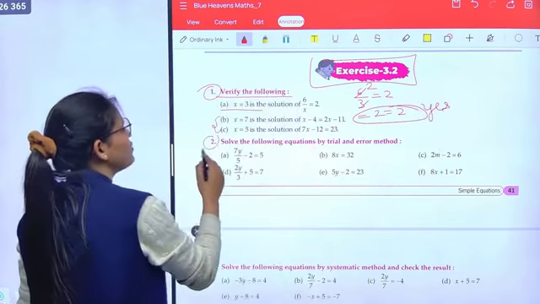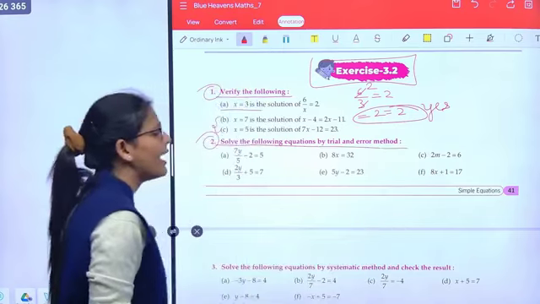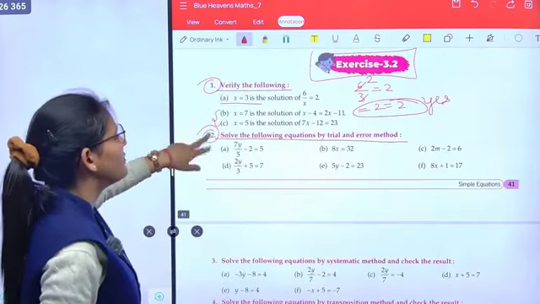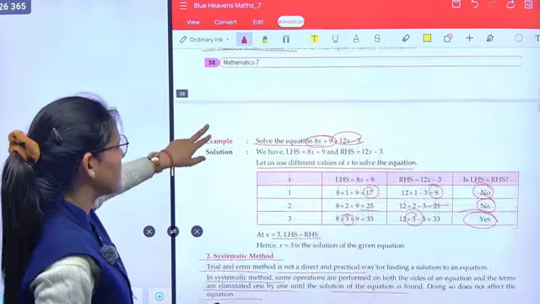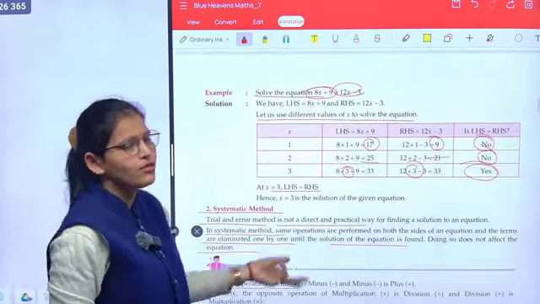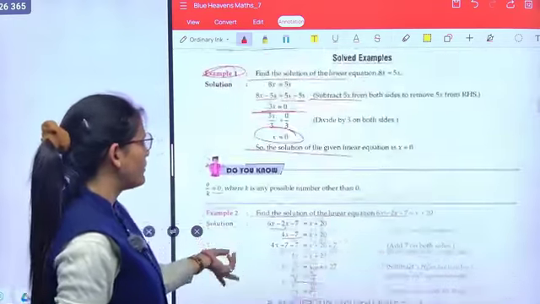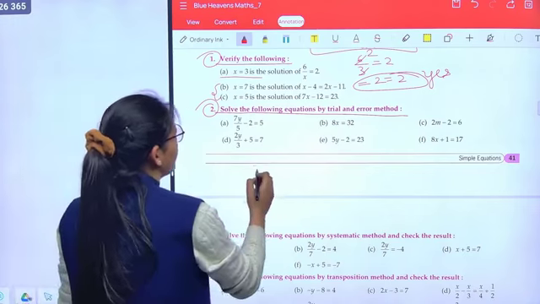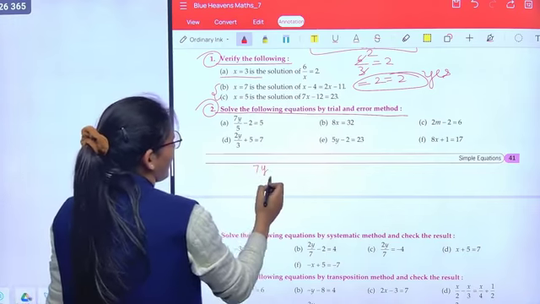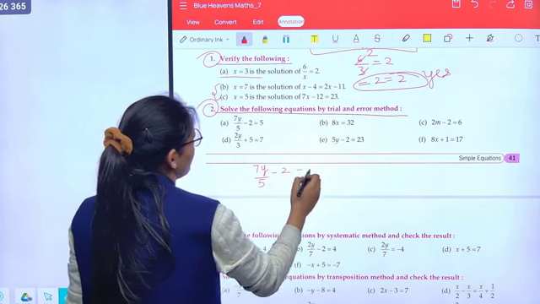Come on, question number 2. Solve the following equation by trial and error method. Class trial method में क्या था हमारा? Yes class, हमने क्या किया था? हमने x की वैल्यूज चेंज की थी. Now यहाँ पर क्लास 7y upon minus 2 is equal to 5.